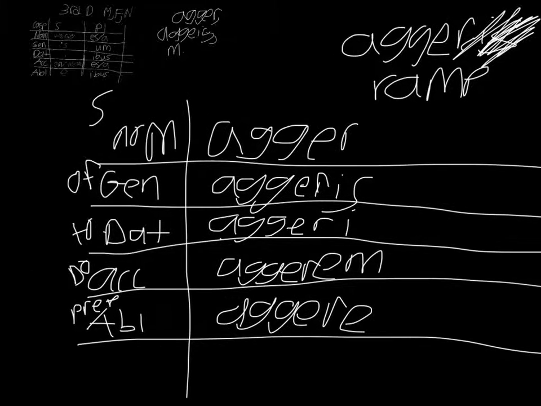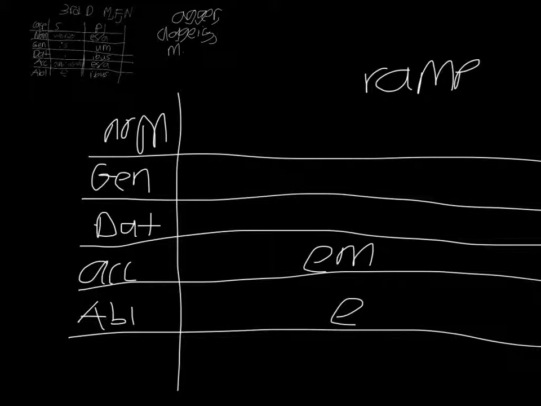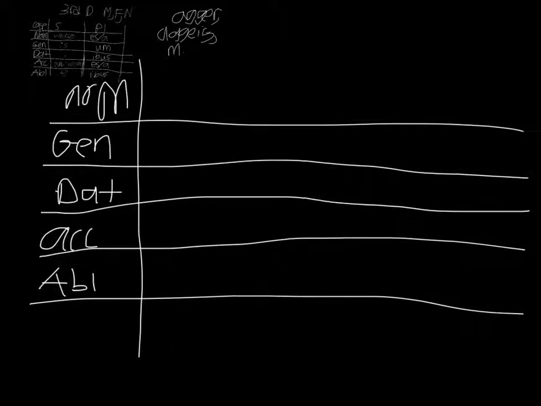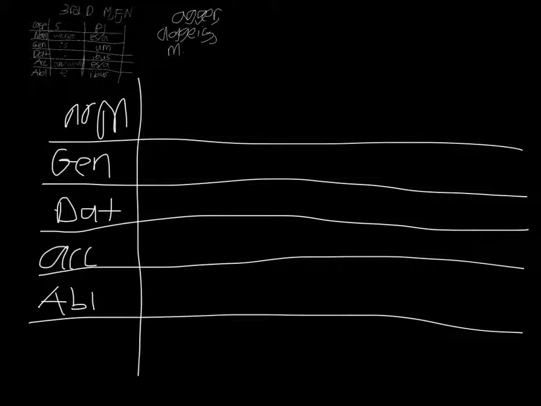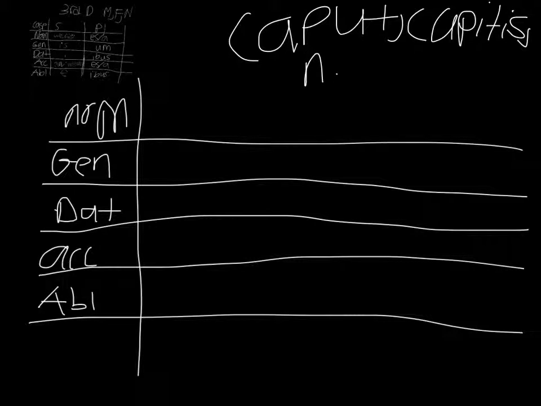Okay, so now let's decline another word. This one will be a neuter word. Caput, capitis, neuter. And in this, there are two things. One, as I said before when we were declining ager, the genitive is not the same as the nominative. So the stem will be different. And this means head.